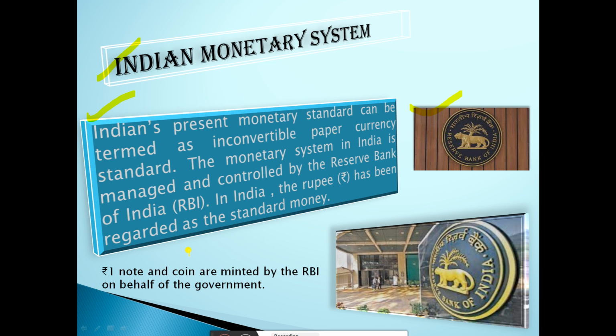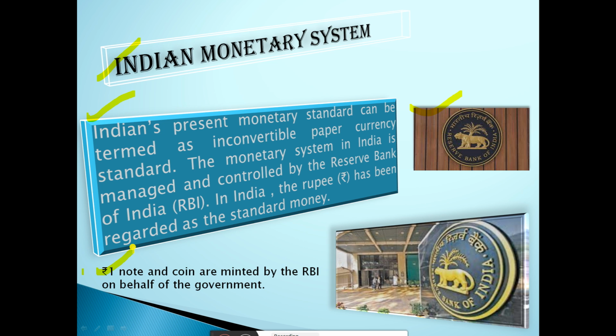And one thing you should remember here: rupee 1 notes and coins are minted on behalf of the government, while all the other currency notes and coins, except the 1 rupee note and coin, are issued by the RBI. Only the 1 rupee note and coin is issued by the Government of India, that is, by one department, the Ministry of Finance.